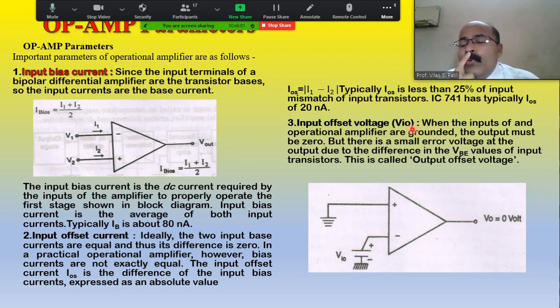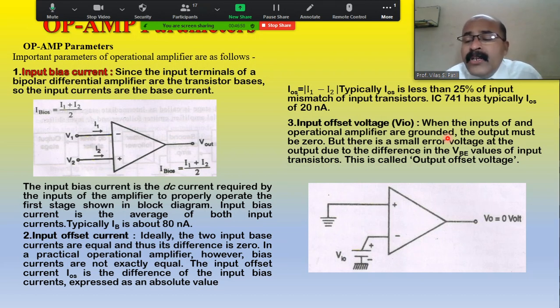When the input of an operational amplifier is grounded, one of the inputs is grounded. If one of the inputs is grounded, the output must be zero. Consider this as shown in the diagram, when both inputs of the operational amplifier are grounded. And we know that as identical, equivalent transistors are present in a differential amplifier or operational amplifier, it may be said to be the 741 IC. Is it correct?